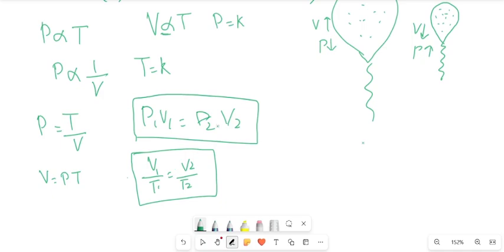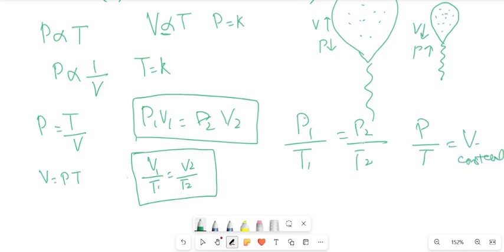And another is, we're done with PV, we're done with VT, we're left with P and T. Since P and T are directly proportional, it will be P1 over T1 equals P2 over T2, because P over T equals a constant. So this is another formula.